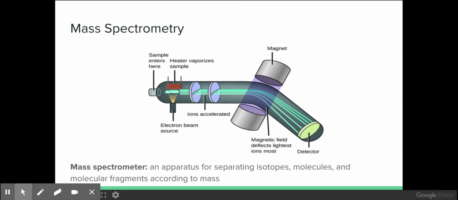Mass spectrometry. Mass spectrometers are devices that are used in order to analyze the masses of different particles that are shot through them. They have a magnet that deflects the charged particles that are charged here with the electron beam source. And then depending on how heavy they are, the heavier they are, the less they move, the lighter they are, the more they move, and the detector can distinguish their masses very easily.